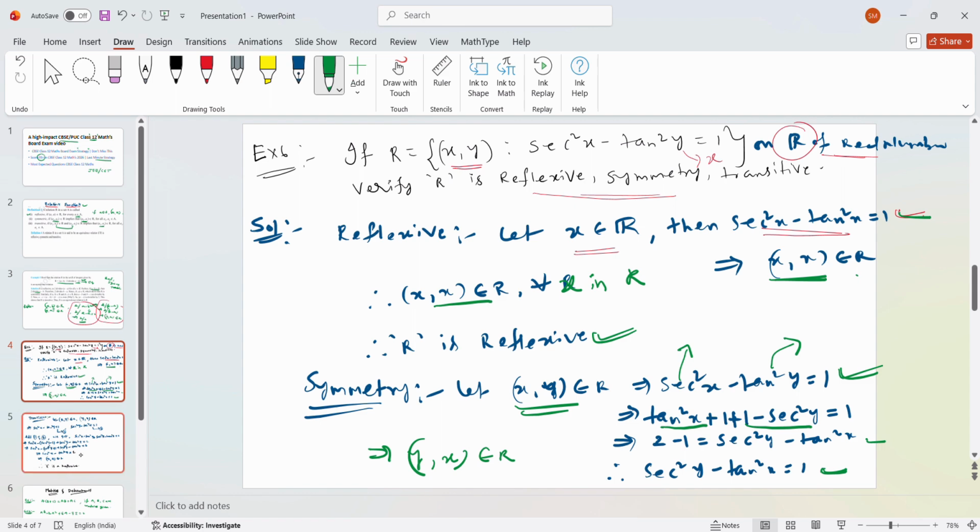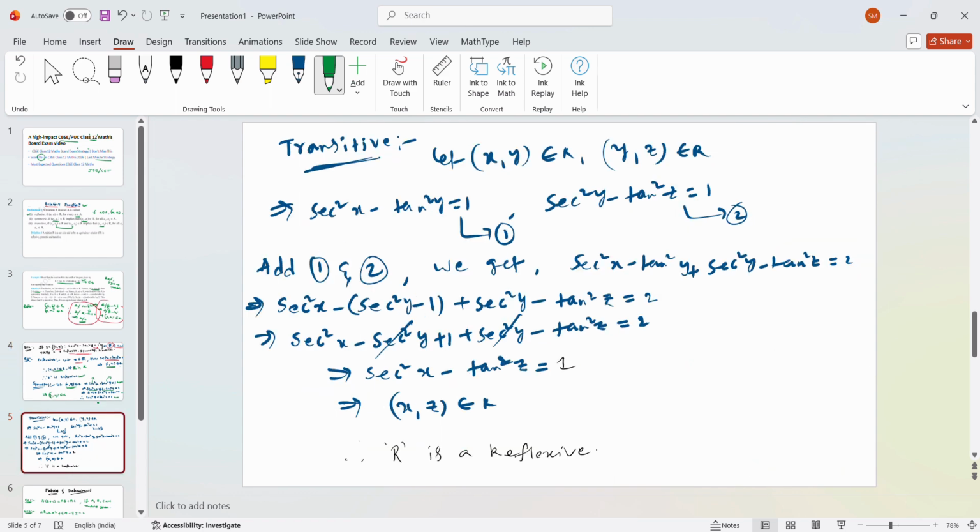Okay, the same way how you can prove transitive here. Transitive, what we have here: let (x, y) belongs to R, (y, z) belongs to R, which means what condition it has to satisfy? Secant square x minus tan square y equals 1 is one condition. Another condition, secant square y minus tan square z equals 1 is another condition. If you add 1 and 2, what I'm going to get? I'm going to get this equation.